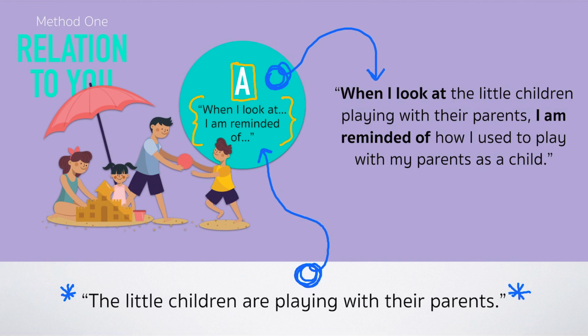Here we go. When I look at, remember this is part of the pattern, the little children playing with their parents. So again, that's part of the original sentence that we have at the bottom, the original simple sentence, okay? I am reminded of, so again, that's part of the pattern that we have from over here. And now we have the new portion. How I used to play with my parents as a child.